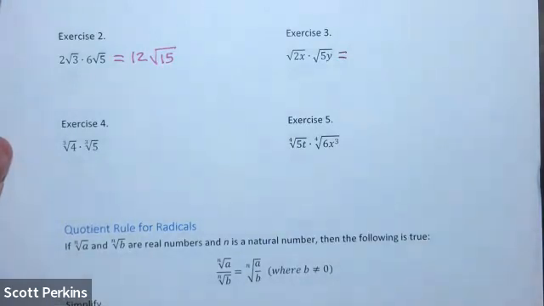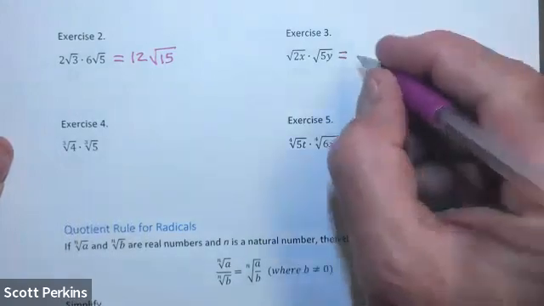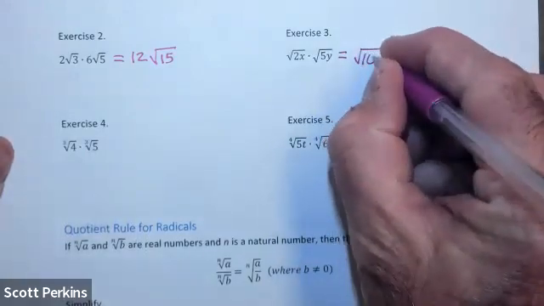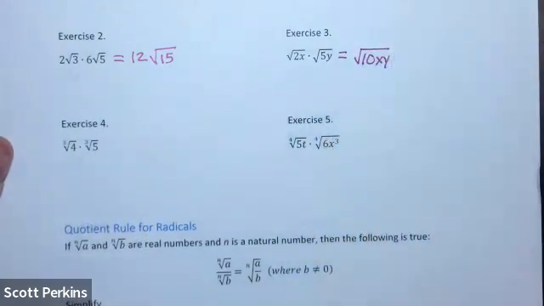All right, so this one, we got the square root of 2x times the square root of 5y. What's the result going to be? Square root of 10xy. Fantastic. Just two more. Same thing on both of them. So we're doing one at a time.